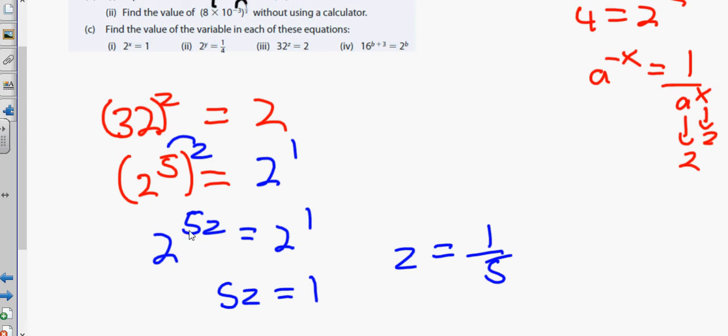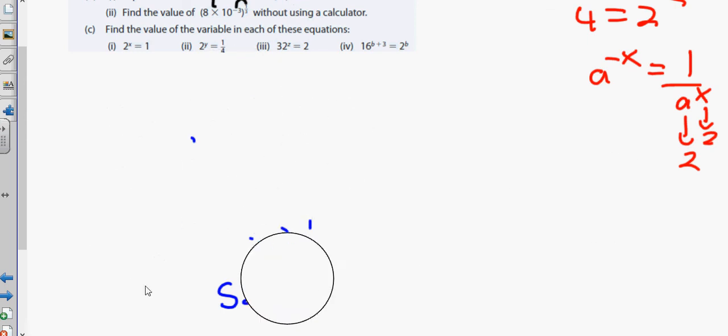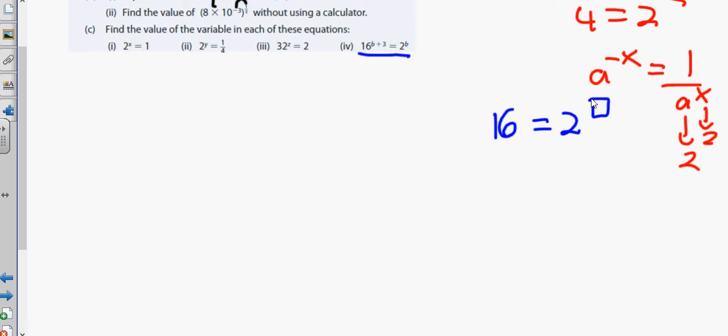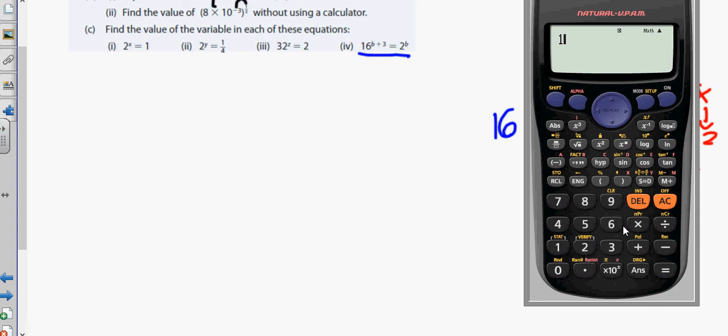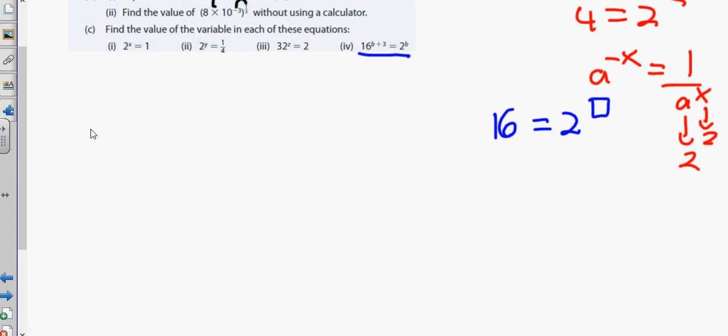Next question. 16 to the power of b plus 3 equals 2 to the power of b. So what we have to do is change 16 into 2 to the power of something, because we need the base numbers to be the same. So once again, get 16 and divide it by 2 until it becomes the number 1. So that's once, this is twice, this is 3 times, this is 4 times. 16 is 2 to the power of 4. So 2 to the power of 4 is 16.